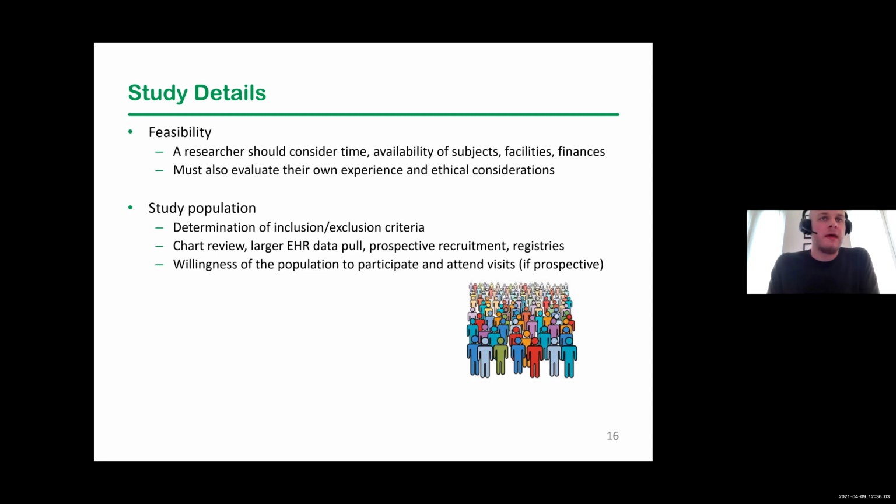In addition, where did the data come from? They could come from chart reviews. Maybe they come from a larger EHR data pool, working with the business intelligence team at Children's. It could be prospective recruitment. It could be registries. Maybe you partner with a registry in the Northeast and you want to use some of their data. Data can come from all kinds of places, and you can work with your mentors to figure out what's the best place to pull data for your research question.